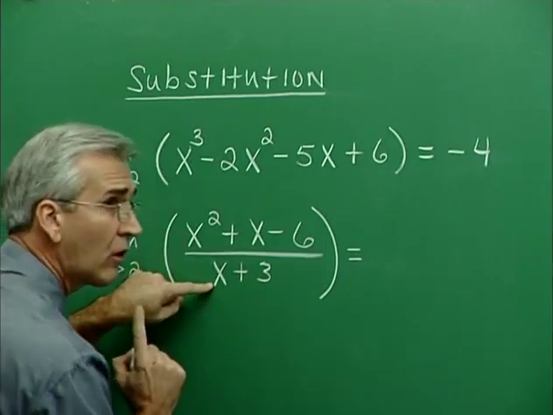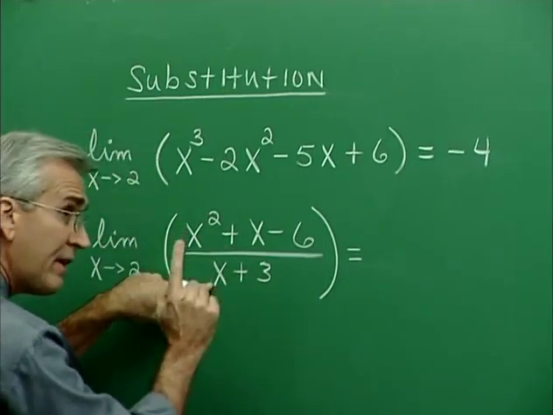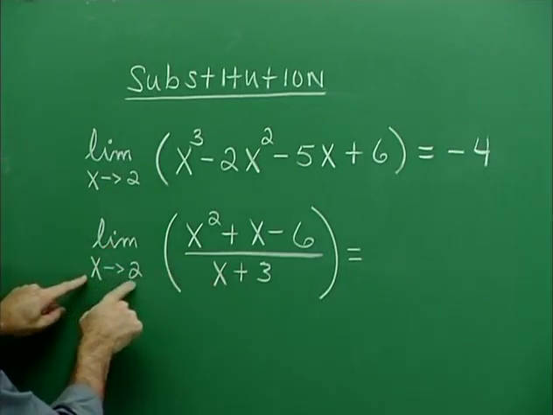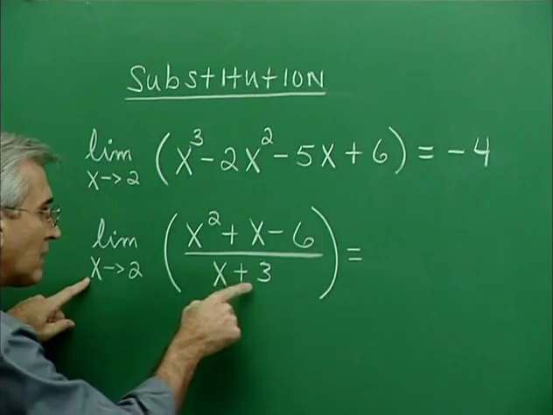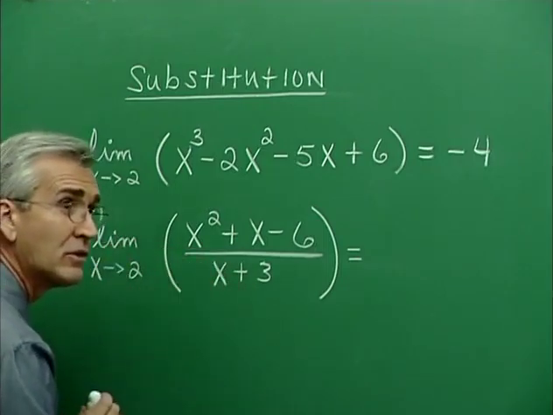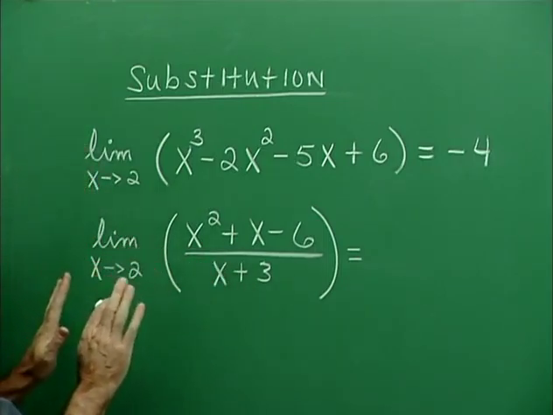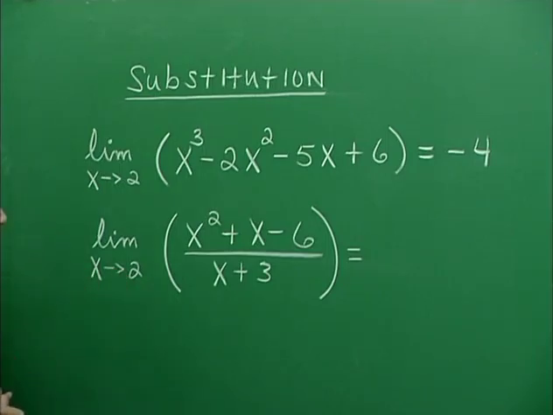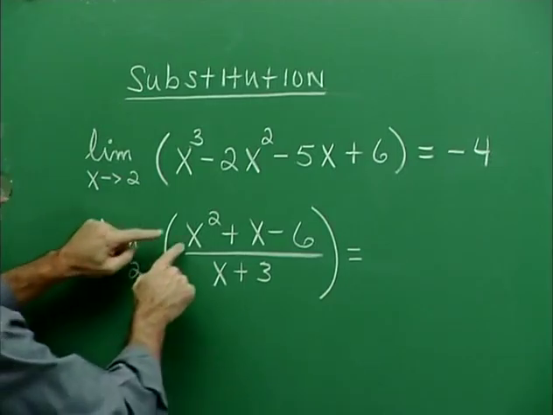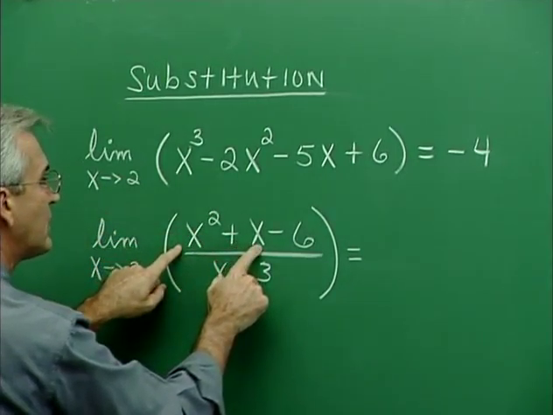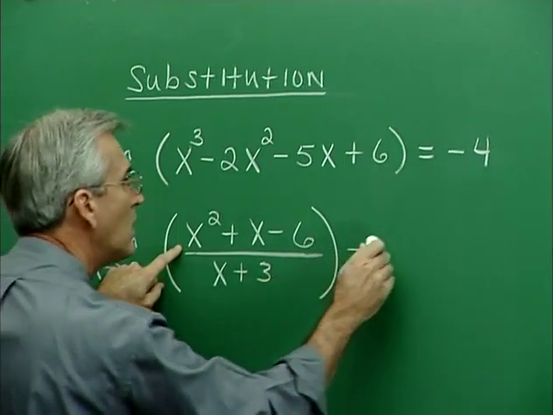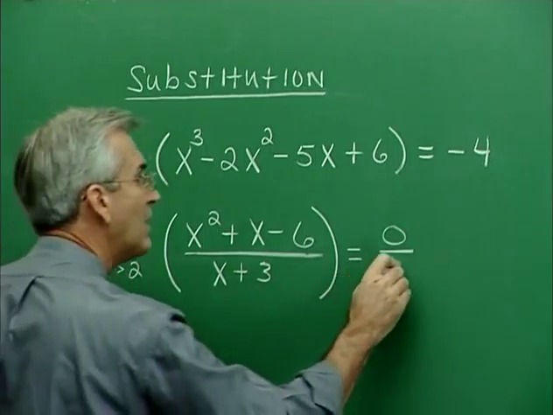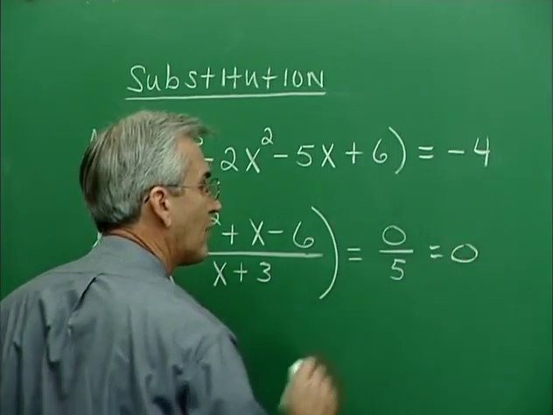So if there is a vertical asymptote, and there may not be, but if there is, it would be at negative 3. But look, we're taking the limit as x approaches 2. So we're not approaching that funny point, and the graph then is continuous in the neighborhood of this value. And so all we need to do is substitute to find the limit. All right, let's do that. We have 2 squared, 4, plus 2 is 6. 6 minus 6, 0. So we have 0 in the numerator. In the denominator, we have 2 plus 3, 5. 0 over 5, 0 for the limit.